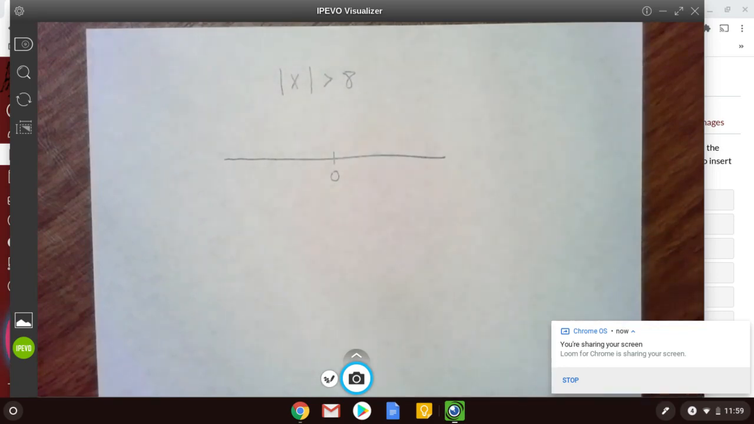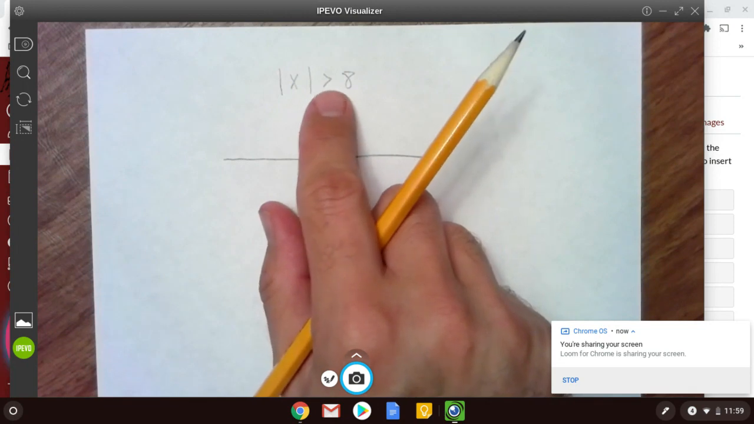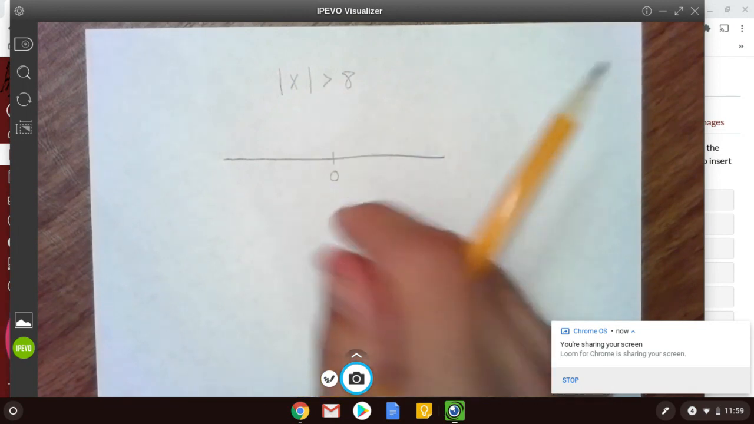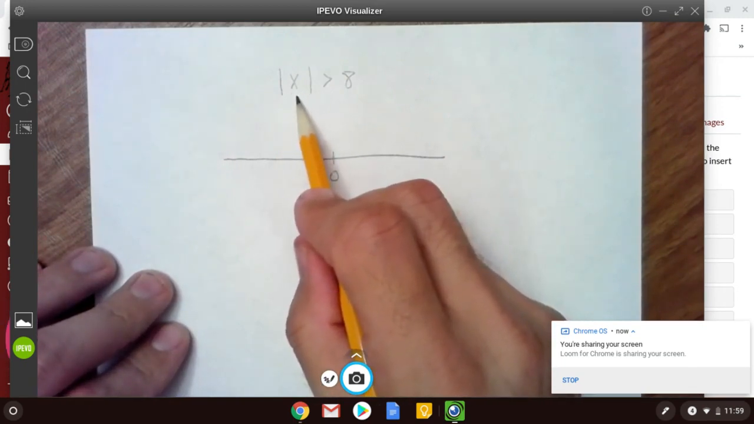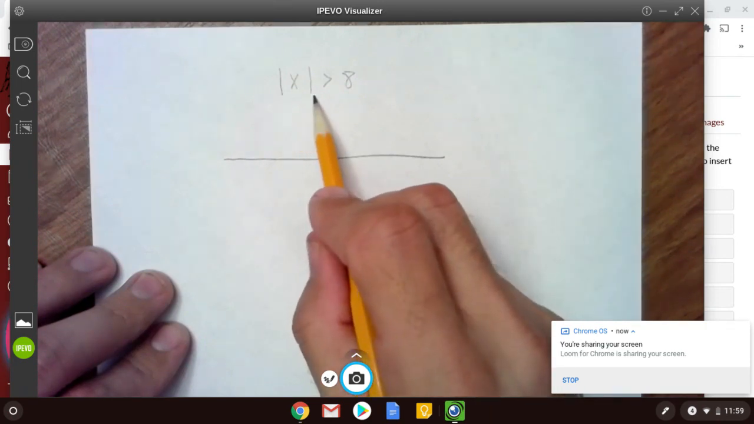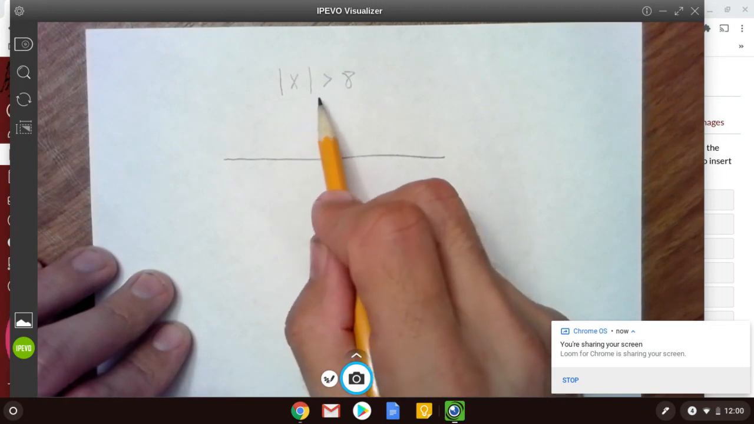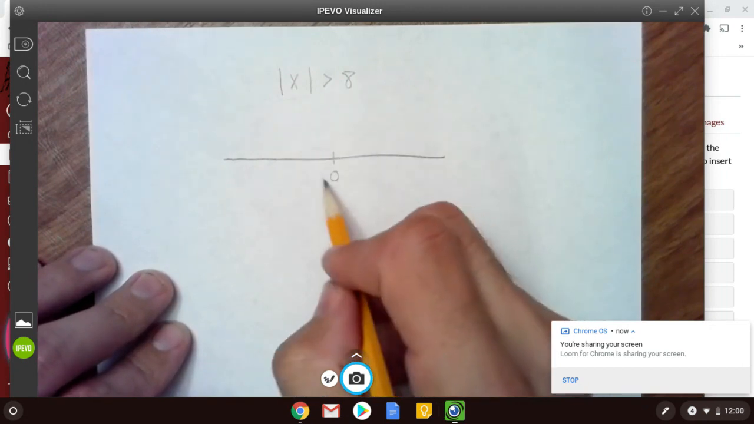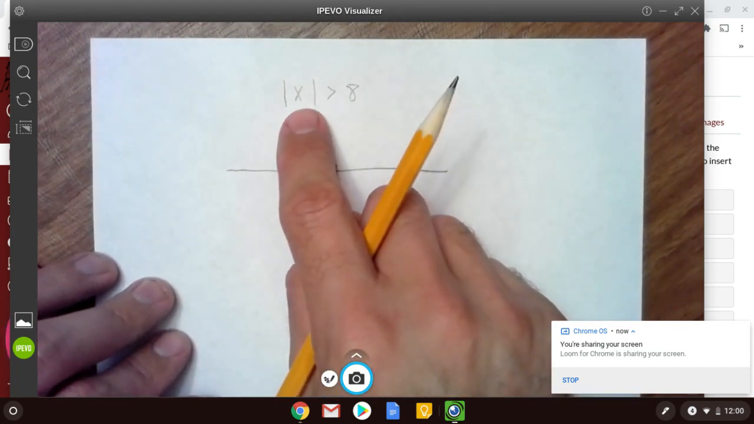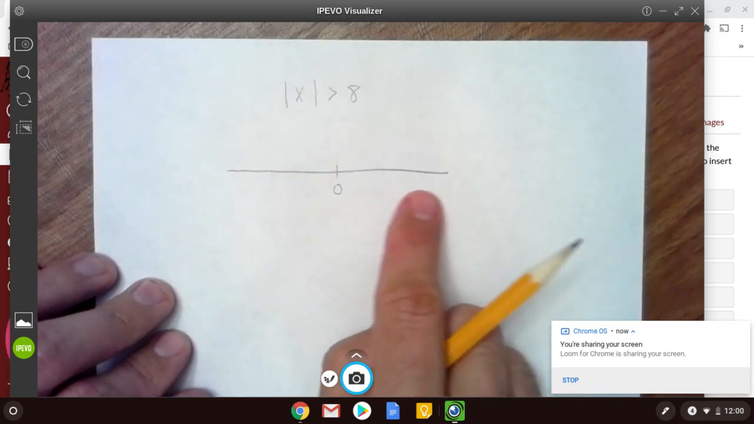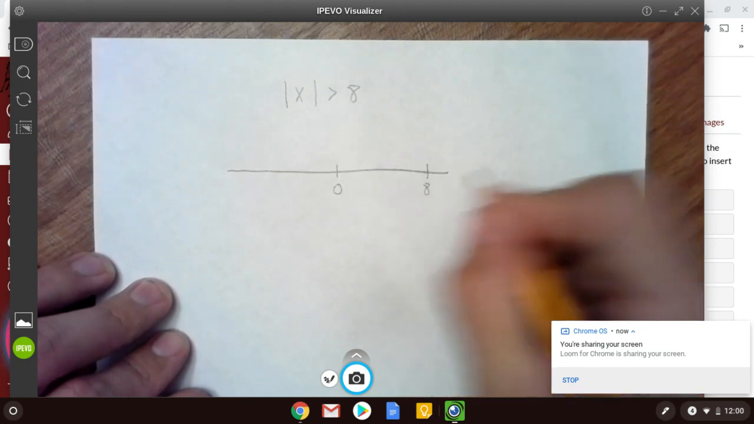In this video, we're going to look at absolute value inequalities. And we're just going to be messing with the greater than symbol for this one. So what this statement is looking for is all values of x so that its absolute value is greater than 8. Now, if you remember, the absolute value just means its distance away from 0. So we're literally looking for all numbers whose distance from 0 is greater than 8. Here's 8 on your number line.